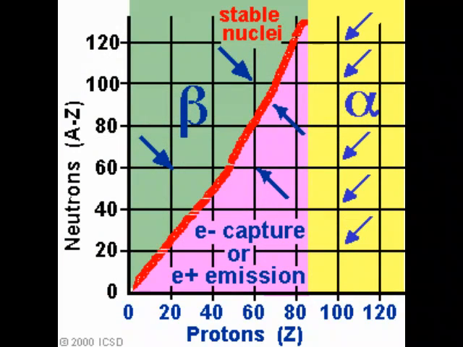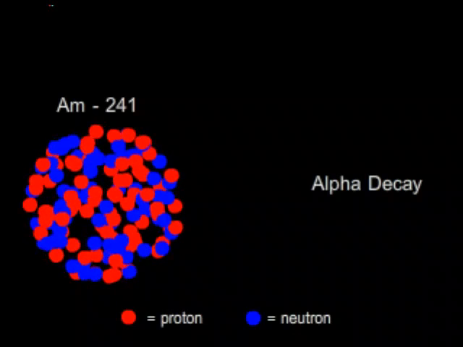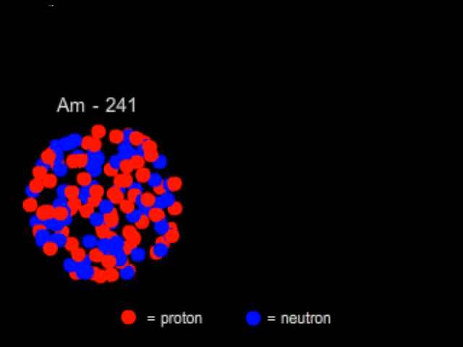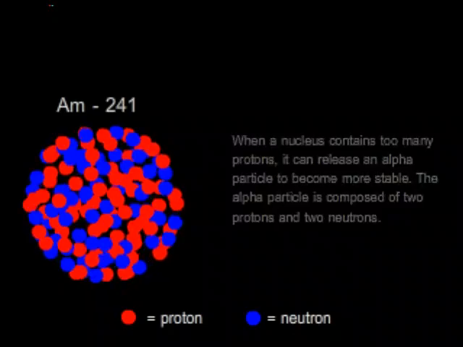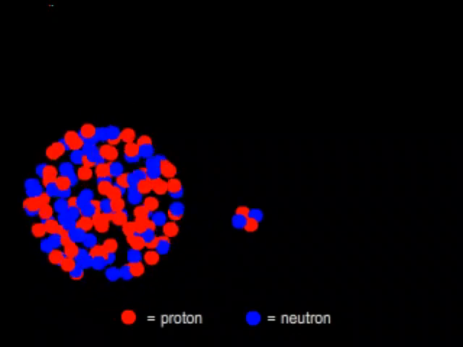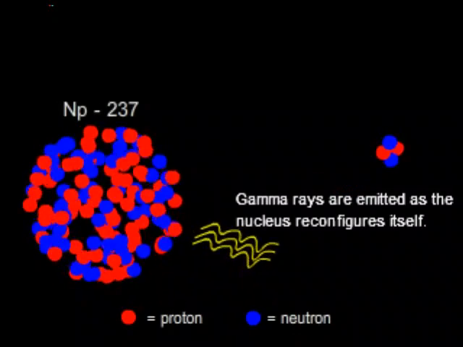In this graph, you can see how atoms will lose neutrons, protons, or both in order to become stable isotopes. In alpha decay, a nucleus with more than 83 protons sheds 2 protons and 2 neutrons to make a smaller atom. Gamma rays are always emitted as the nucleus is restructured.